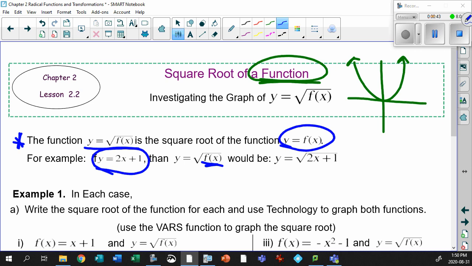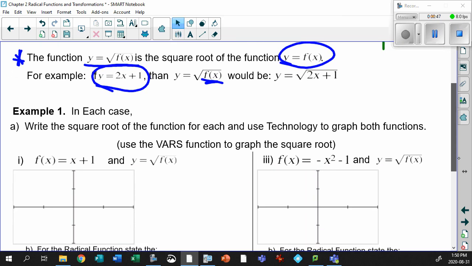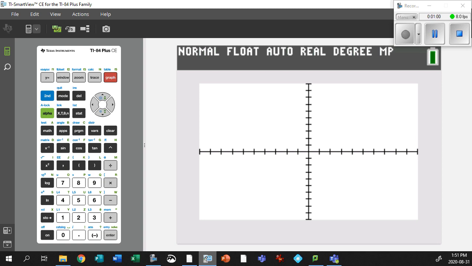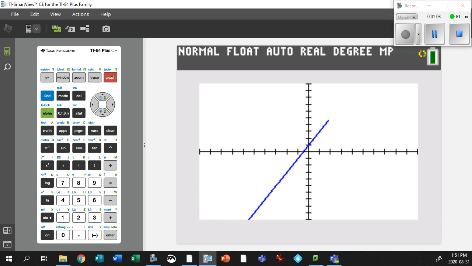Well, the cool thing about this, and I want to show it to you here, is that in each case you can use the Vars function on your calculator to help you graph it. Case in point, let's take a look at this puppy right here, 2x plus 1, and see what happens. I'm going to graph it right here, bring up my calculator. So I'm going to put in y equals 2x plus 1, right? I'm going to show you what the graph looks like.